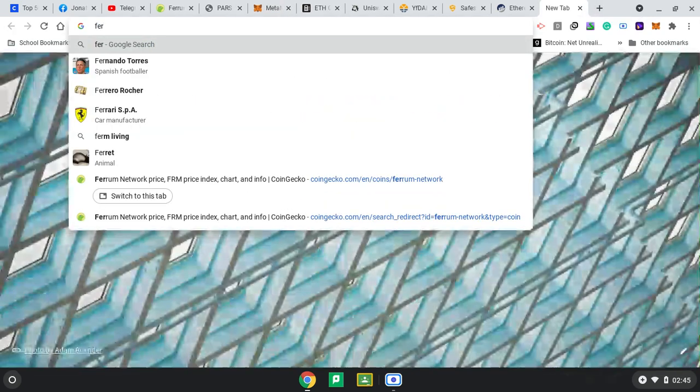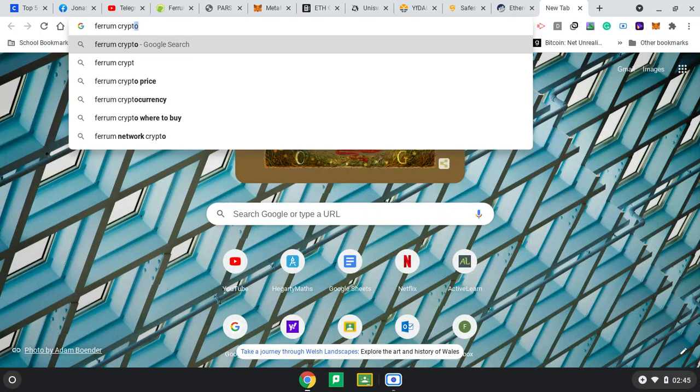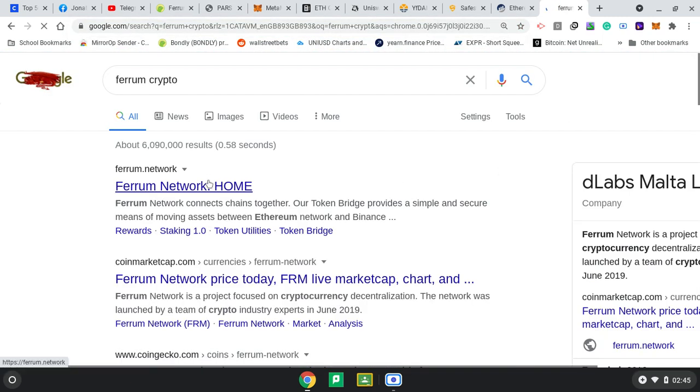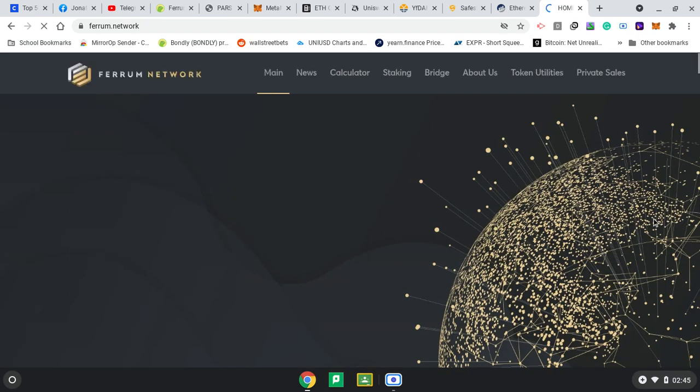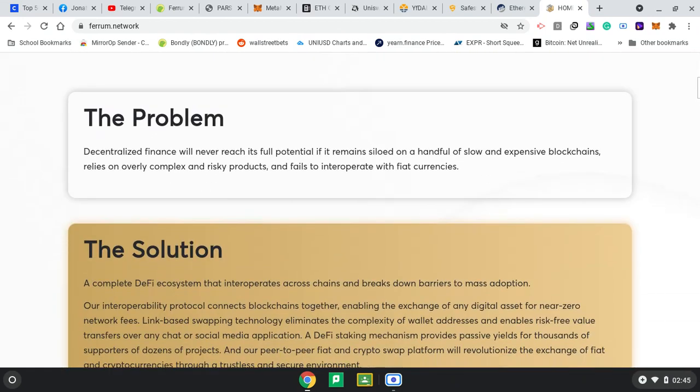So Ferrum, because I have got them on Ferrum Crypto. I have got them on my Telegram, but I haven't actually looked at what they're offering. So they do staking. Let's see. Ferrum Network, a DeFi ecosystem that interoperates across chains and removes barriers to mass adoption. The problem they're trying to solve: decentralized finance will never reach its full potential if it remains siloed on a handful of slow and expensive blockchains, relies on overly complex and risky products, and fails to interoperate with fiat currencies.